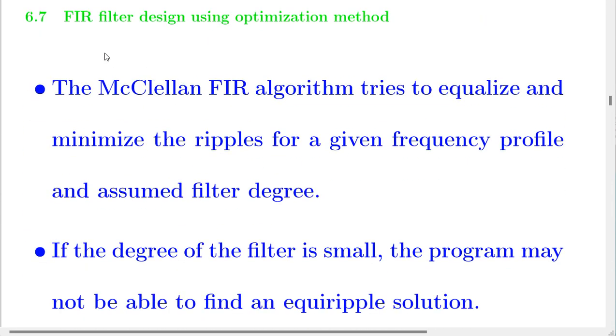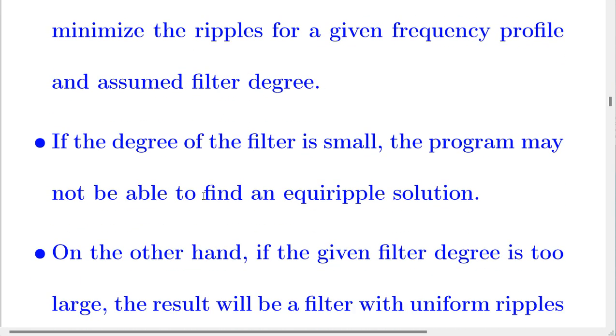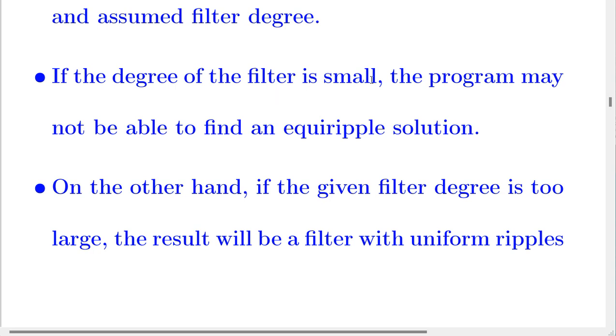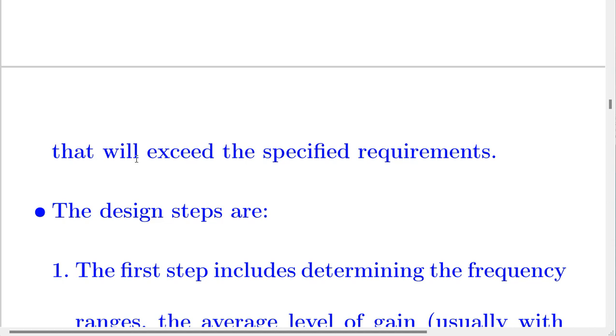Now, FIR filter design using the optimization method. The Parks-McClellan FIR algorithm tries to equalize and minimize the ripples for a given frequency profile and assumed filter degree. If the degree of the filter is small, the program may not be able to find an equiripple solution. On the other hand, if the given filter degree is too large, the result will be a filter with uniform ripples that will exceed the specified requirements.